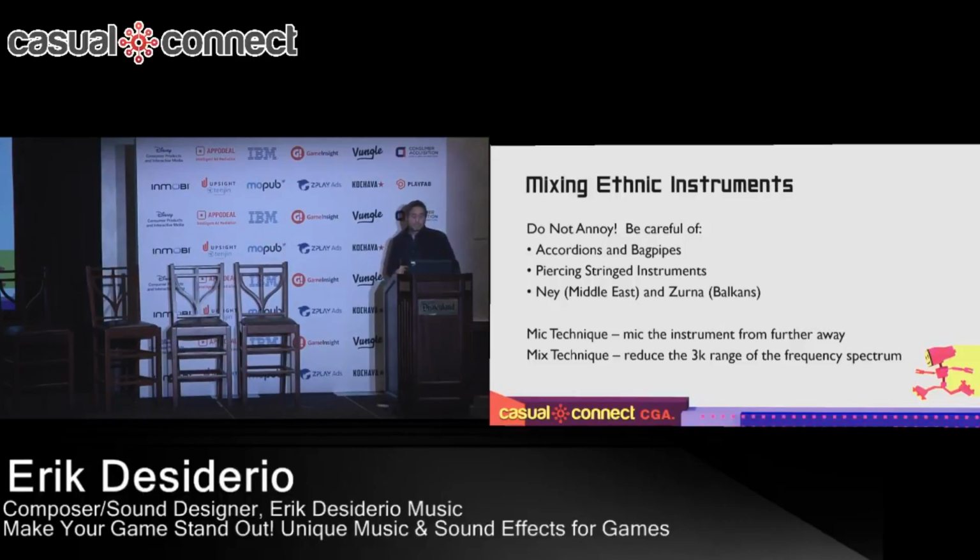And a lot of times, instruments like accordions and bagpipes jump out a whole lot with the smaller speaker. So you definitely want to try mixing and recording those a little bit differently, along with piercing stringed instruments and Middle Eastern instruments like the ney and the zurna. They're double reed instruments, and they pop out a lot. So a lot of times with those instruments, especially with accordion, I try miking the instrument from much further away, because then you're going to have a lot less of that direct sound. The sound is going to mellow a little bit more, and it'll sit in the mix a lot better.